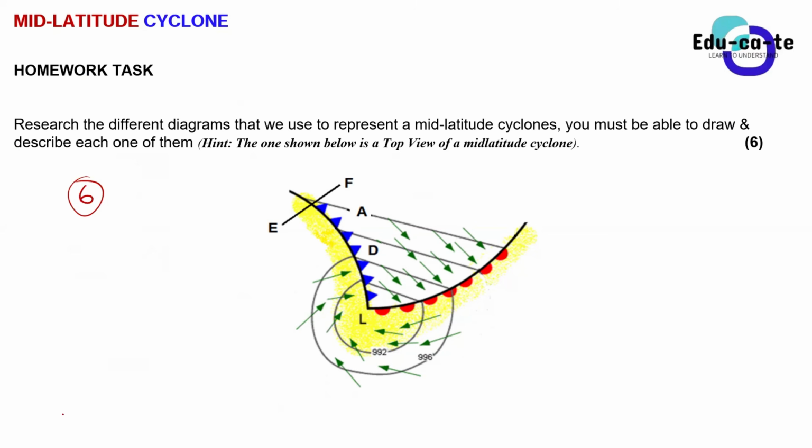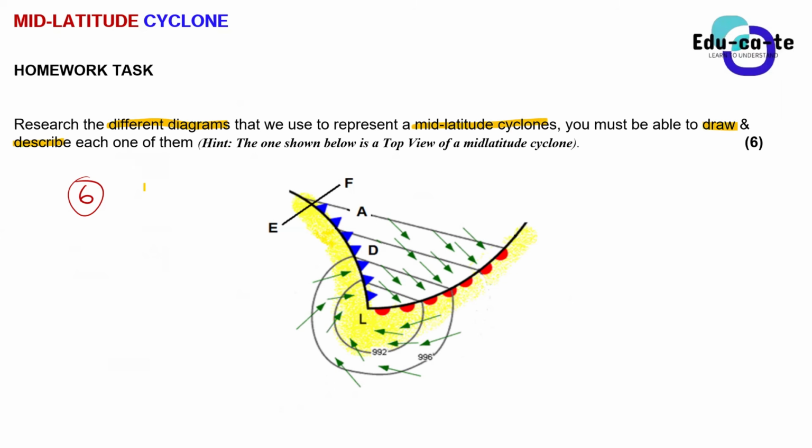So the task was to research the different diagrams that we use to represent a mid-latitude cyclone. How do we represent a mid-latitude cyclone? Or how do we draw a mid-latitude cyclone? How many diagrams or perspectives are there? You must be able to draw and describe each and every diagram. You draw and label all of them.